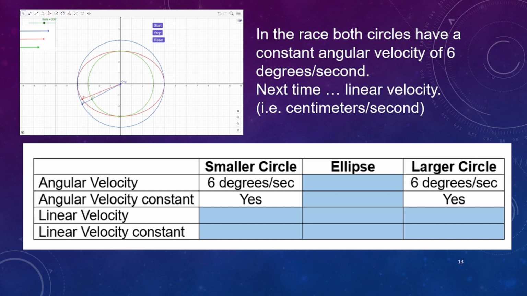So far we have worked out that in the smaller circle and the bigger circle, we're 6 degrees per second. That's by definition. And we found out that the velocity of the angle moves around at a constant rate, which is also by definition. But don't worry, it'll get more tricky next time.